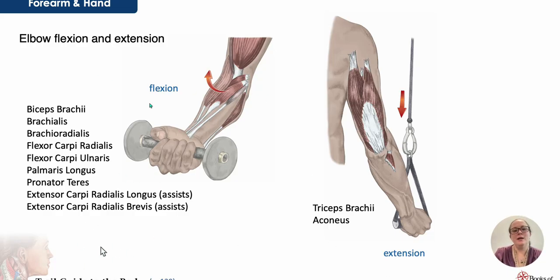So big list of flexors, and then you have teeny tiny little extensors of the elbow. The main extensor of the elbow is your triceps, and you have a tiny, tiny little muscle called the anconeus. So that's going to straighten your elbow joint.